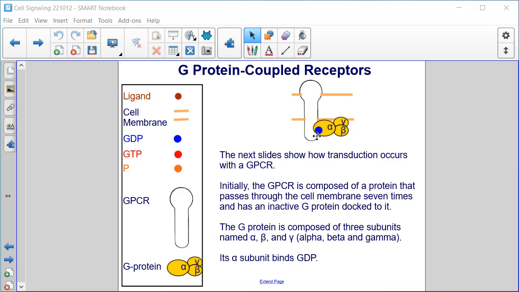So you can see in the image here, the GPCR is a protein that passes through the cell membrane. There's an inactive G protein docked to it, which we see here, alpha, beta, and gamma. And the alpha subunit is where the GDP binds.